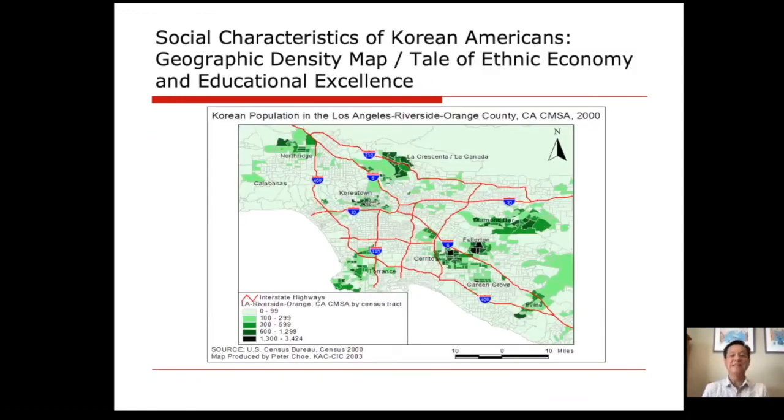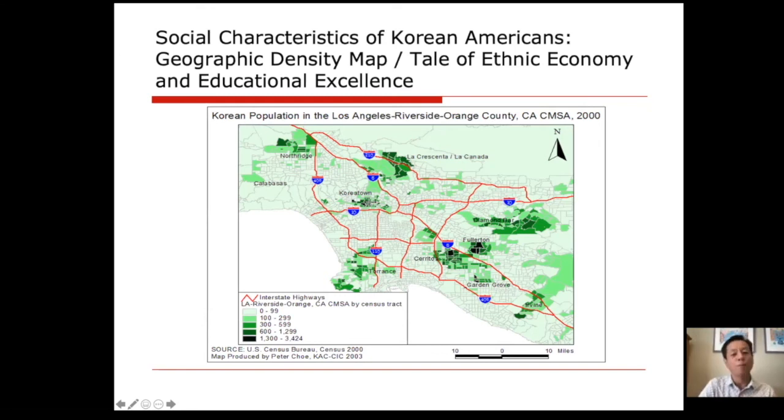This is a very interesting density map. I tried to find more recent ones and I just couldn't find any. I'm sure it'll be updated soon. But what is interesting about this map, if you know your Southern California or Los Angeles metropolitan area, is that it seems like there are two kinds of clusters of Korean community. And it all implicates your profession, right? One is that Koreans are concentrated where their ethnic economy is. Here's Koreatown, here's Garden Grove, and places like that.